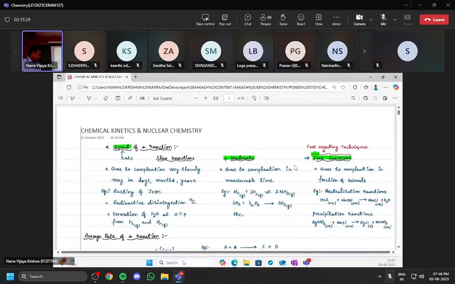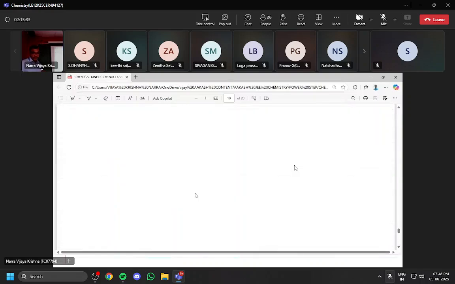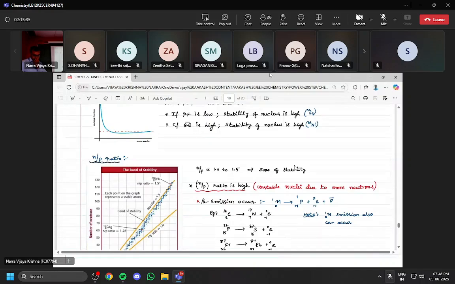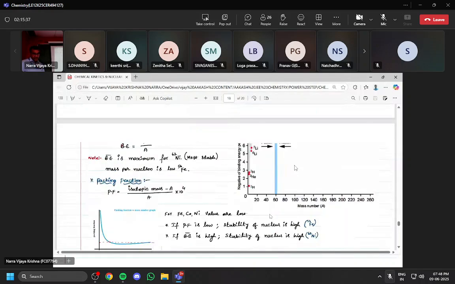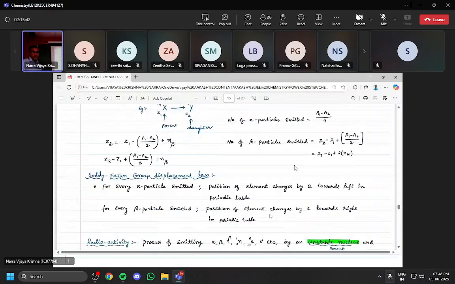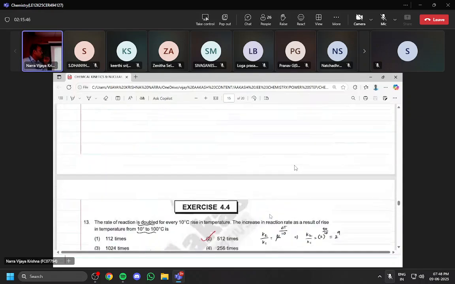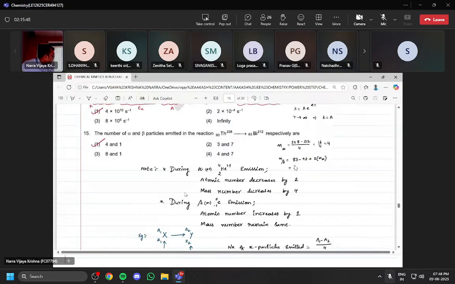Say this nuclear chemistry. This is about chemical kinetics. From here, nuclear chemistry starts. What we have discussed here?